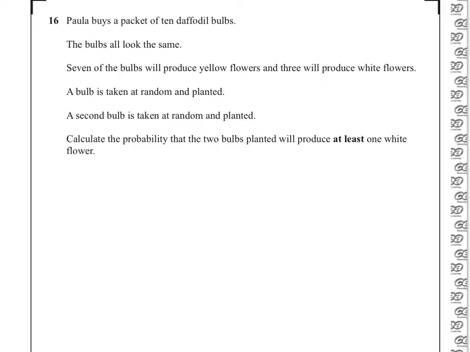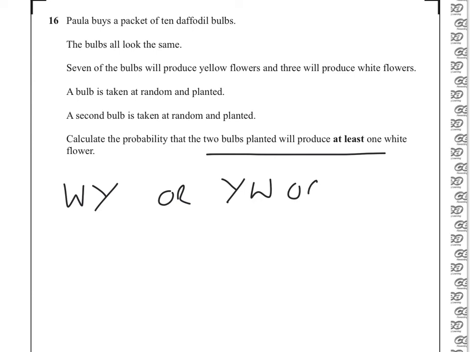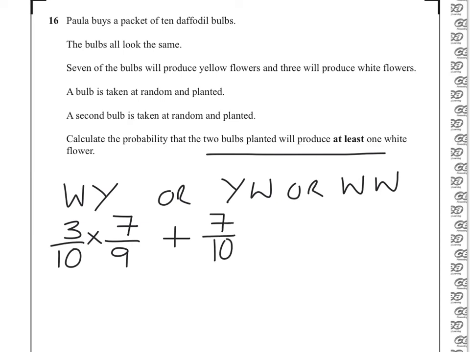Reading through the question, 2 bulbs planted will produce at least one white flower. So that would be a white and a yellow, or a yellow followed by a white, or 2 whites. If we pick out the first bulb and it's going to give us a white flower, that's 3 out of 10. Now we've removed 1 bulb, which means we only have 9 bulbs left, of which 7 are yellow, or means add. First bulb could be yellow, so that's 7 out of 10, and the second bulb white, well that would be 3 out of 9.